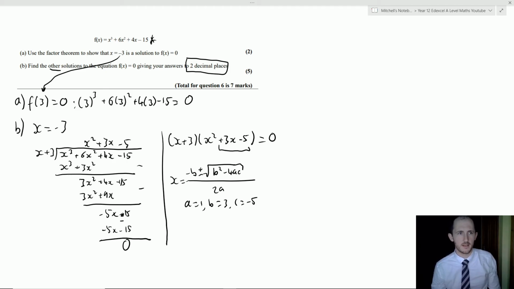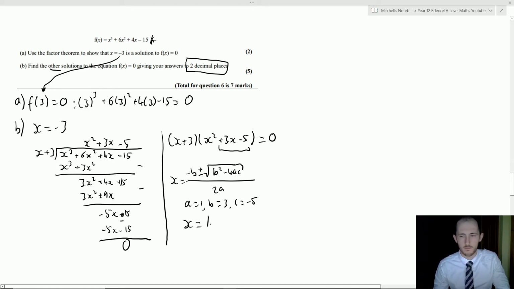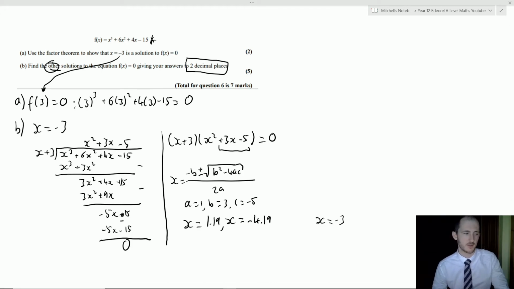Should be okay, right? So again, if you just type the whole thing into your calculator, so give me a second just to do that. You should get x equals 1.19. Again, it says to 2 decimal places. Minus 4.19. And we don't actually have to include the x equals minus 3 because the wording of the question says other solutions. Okay? So again, read the question carefully, but again, they're just asking you to do the same thing over and over again.